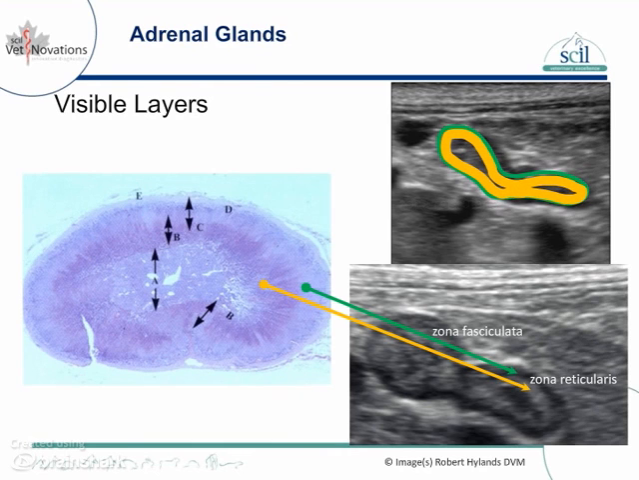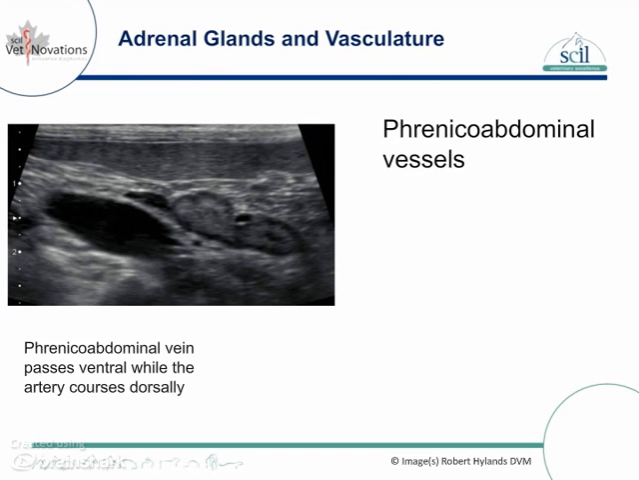Finally, the adrenal medulla appears as a hypoechoic inner region and produces hormones related to stress and emotion. Note the relative size of the phrenico-abdominal vessels and their location with respect to the adrenal glands and the normal layering appearance of the cortex and medulla.